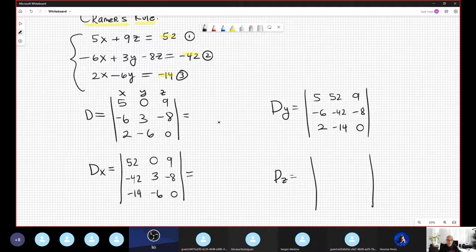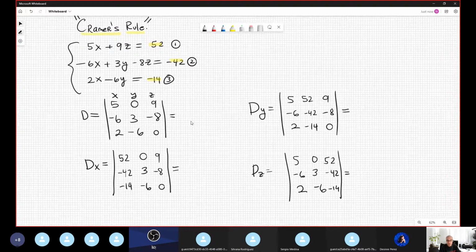Okay, and this is exactly the same: 5, negative 6, 2, 0, 3, negative 6, and the column of the z is the third one, 52, negative 42, and negative 40. Okay, and we compute this. This is too long, but it's not complicated. But no, I want to skip by hand because it's not the idea now.